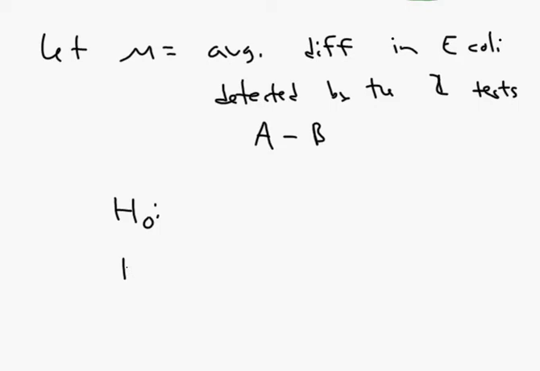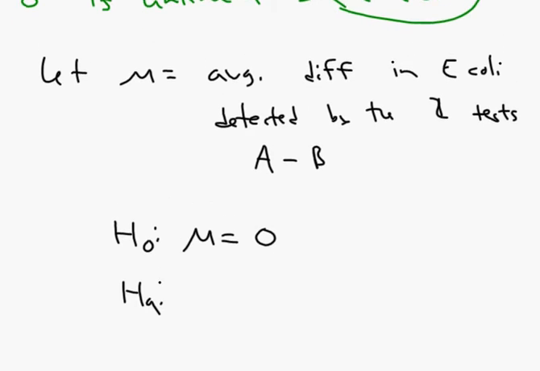So we're going to let H0 be mu equals 0, and that indicates that there's no difference in the amount of E. coli detected by the 2 methods. And then if we think about HA, it's usually mu is greater than, less than, or maybe not equal to. We need to decide.